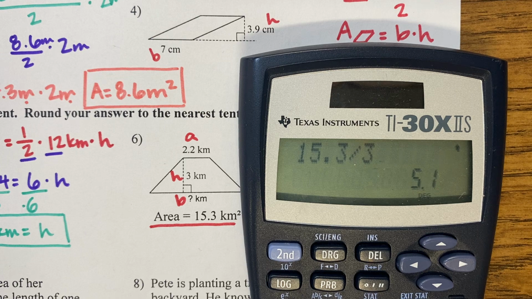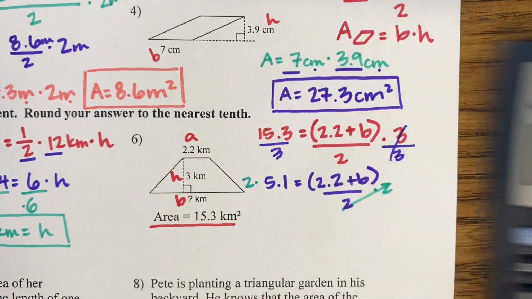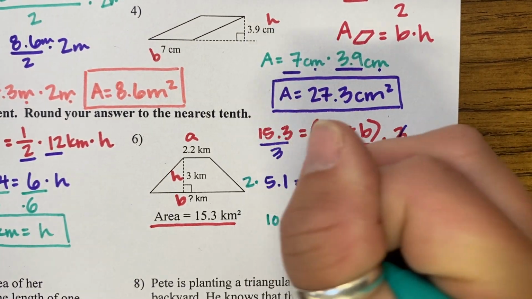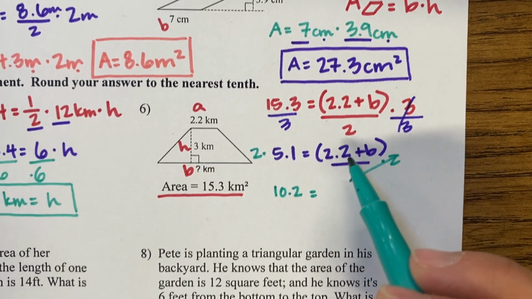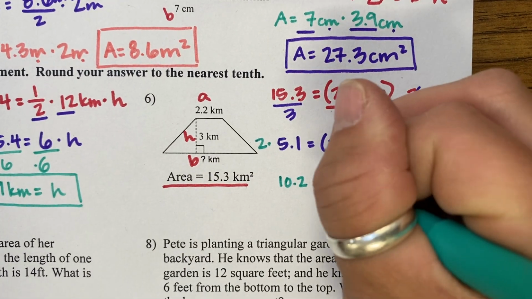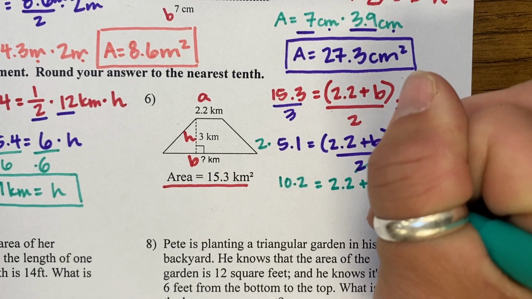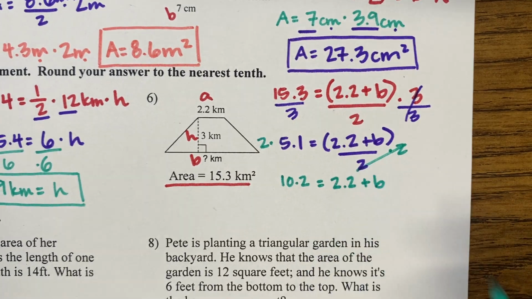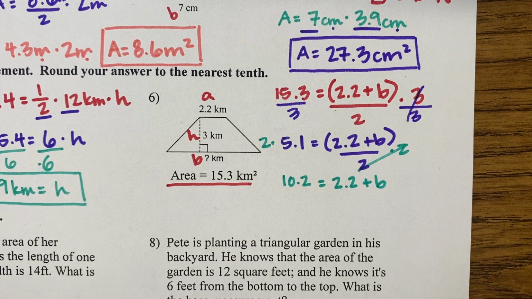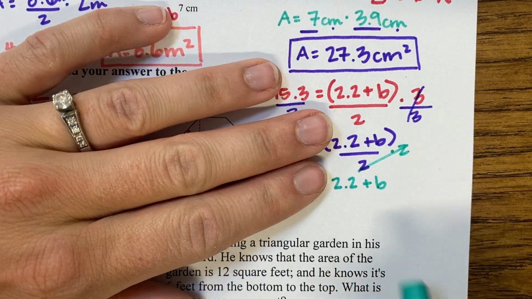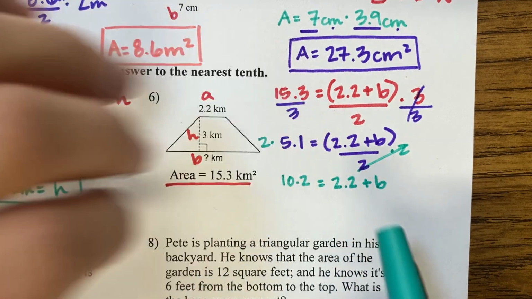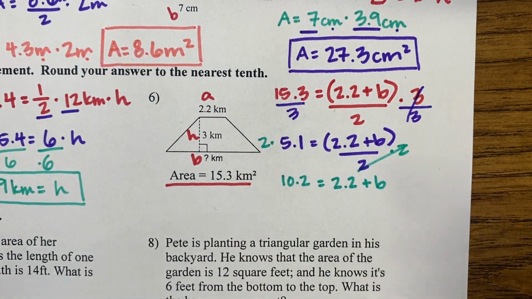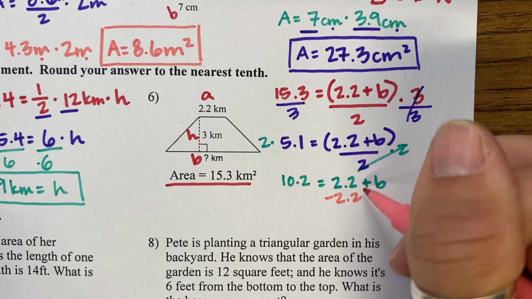So now I get 5.1 times 2. It's going to give me 10.2 on this side. And now, since all I have is 2.2 plus B, I don't need parentheses anymore. So 2.2 plus B. We're getting closer and closer to getting B all by itself. So look at this side. What is the opposite of plus 2.2? We're going to subtract 2.2 from both sides.